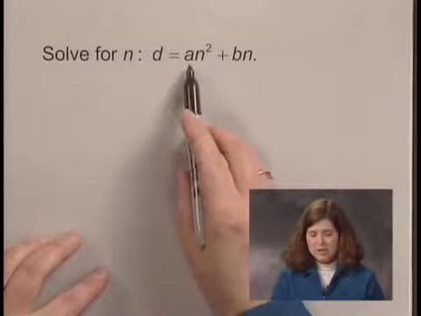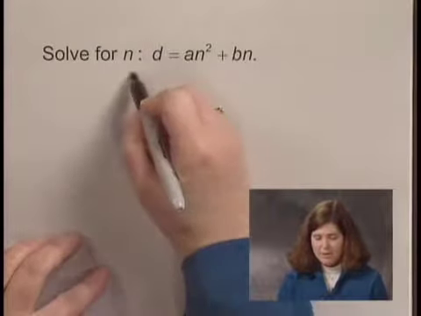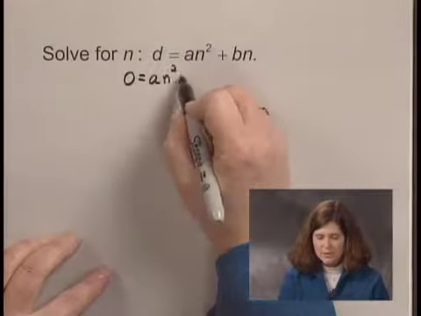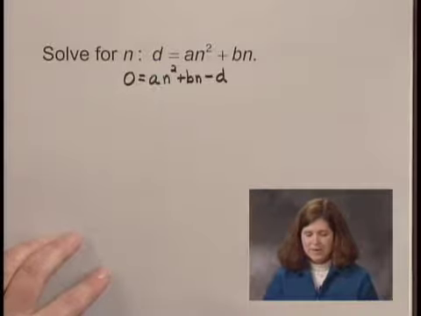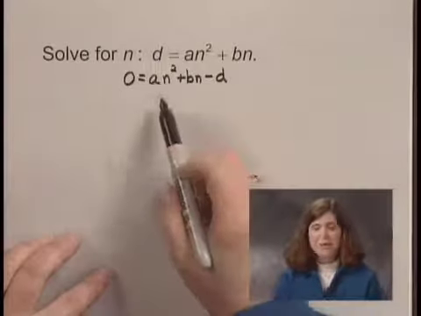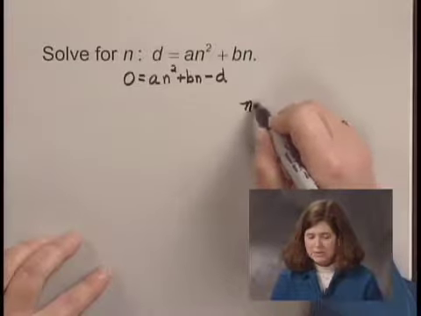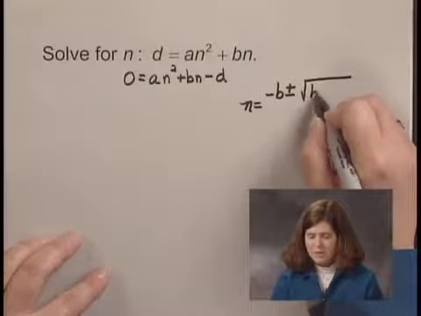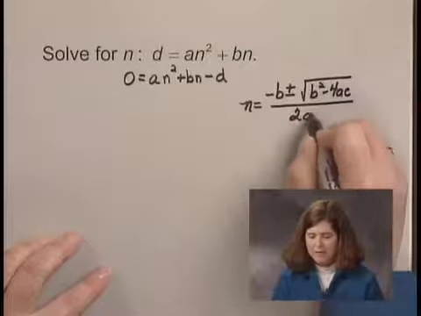To solve it, I will first subtract d from both sides to get 0 on one side of the equation. And that gives me 0 equals an squared plus bn minus d. Now the quadratic formula says that x, which is the variable, in this case n, equals the opposite of b plus or minus the square root of b squared minus 4ac all over 2a.